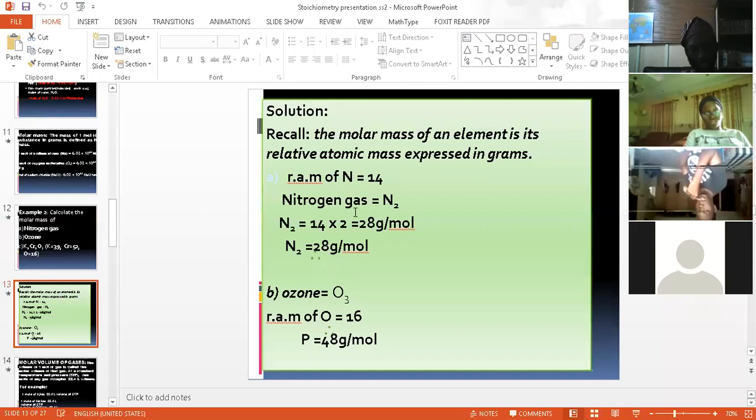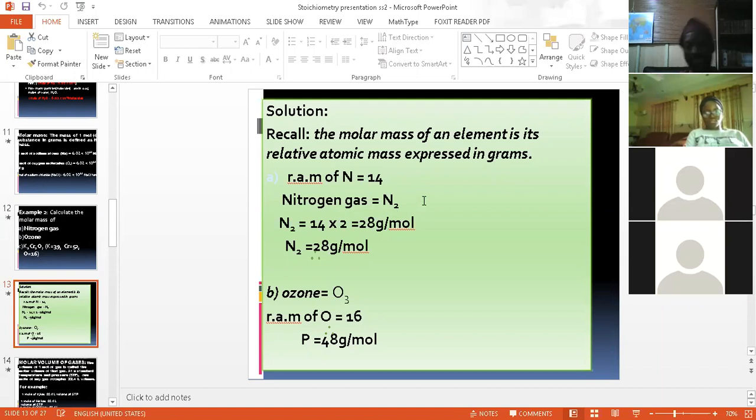Nitrogen gas is a non-metallic element, so it exists as a diatomic molecule, N2. A single nitrogen atom cannot exist on its own. Although some elements exist as monoatomic elements, like the metals sodium and magnesium, there are some elements that exist as diatomic molecules. One of them is nitrogen gas, and even oxygen gas. So the formula of oxygen gas is O2 and the formula of nitrogen gas is N2.